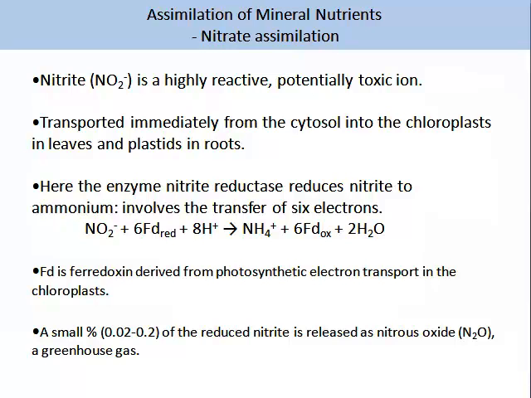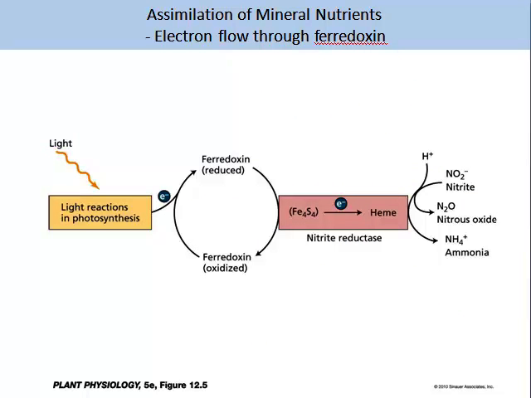A small percentage, ranging from 0.02 to 0.2, of the reduced nitrate is released as nitrous oxide, a greenhouse gas. The figure on your slide is a visual representation of the electron flow through ferredoxin. Light reactions in photosynthesis produce electrons. These electrons enable ferredoxin to be reduced and then oxidized. The electrons are also used in the nitrite reductase stage. Here the enzyme reduces nitrite to ammonium.